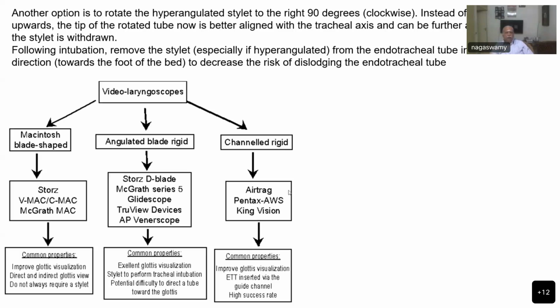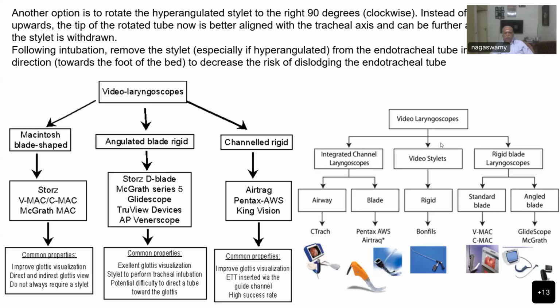I have mentioned so many names which are all difficult to remember in the examination time. So the video laryngoscopes are classified into Macintosh blade type, angulated blade type, and channeled rigid type. This is one classification. These are all the examples of the various makes or designs. And the other classification is integrated channel laryngoscopes, video stylets, and rigid blade laryngoscopes. So these are all the examples of such marketed available brands.